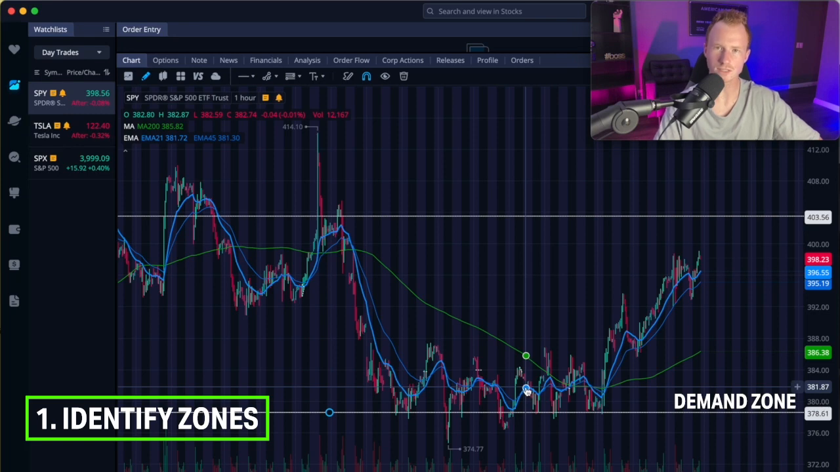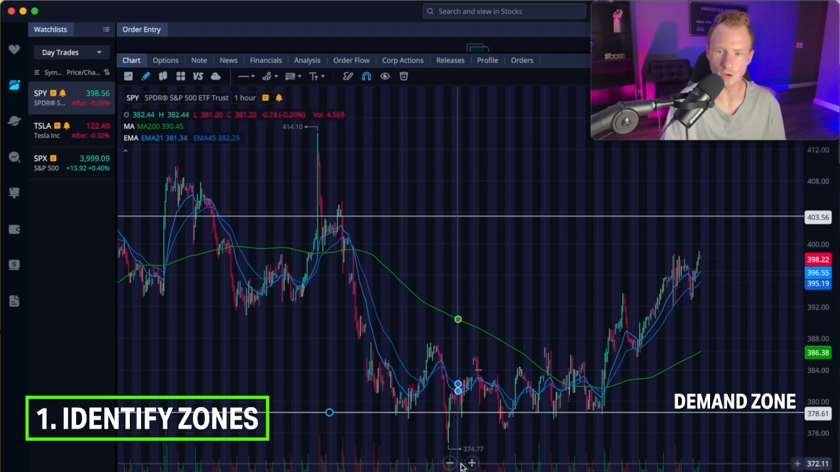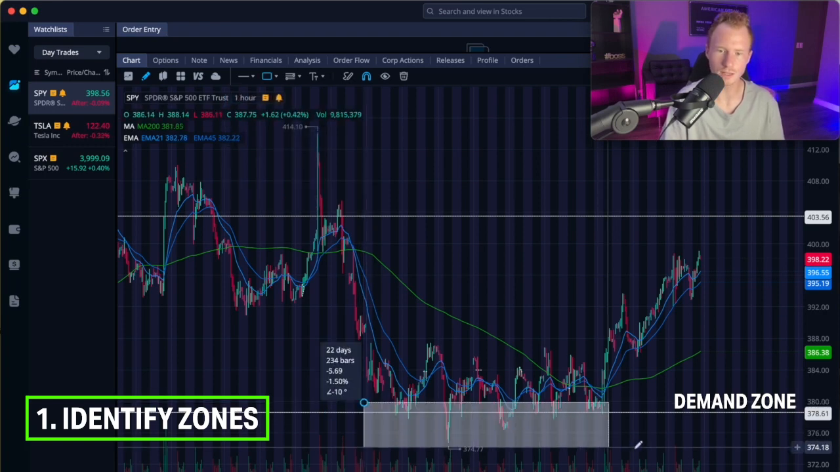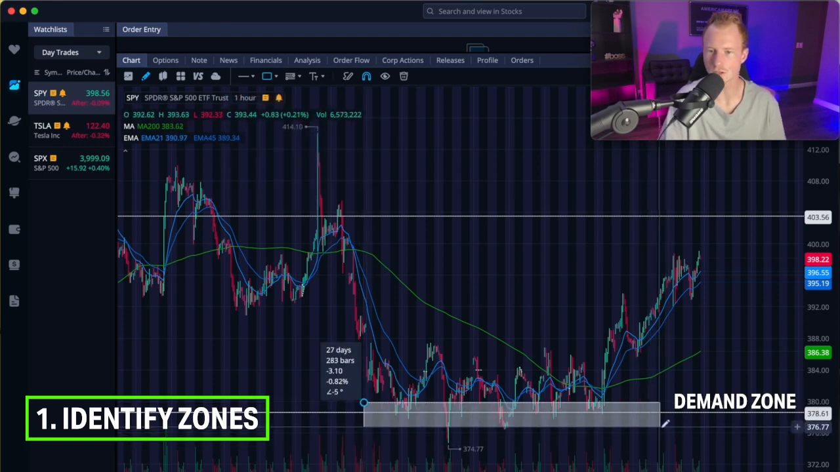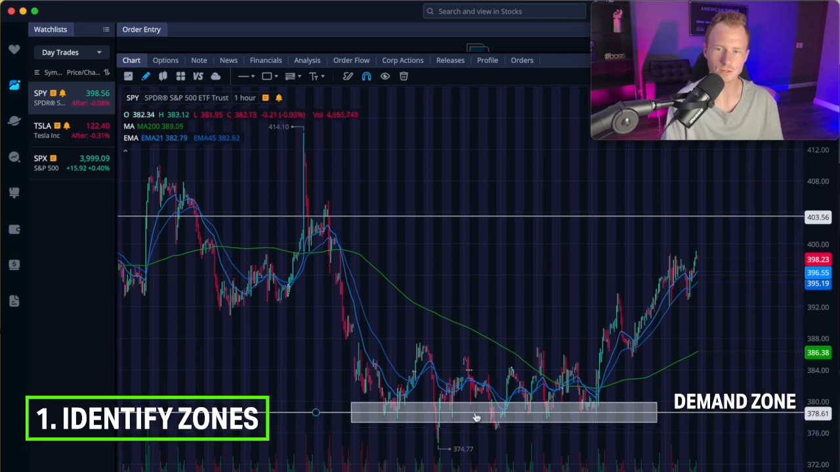This is one mistake I see a lot of traders make, including myself when I first started: you think it has to hit exactly this line. No, this is why we call it a zone. What I usually do is draw a rectangle and draw a zone of where it could potentially bounce. That's the first thing you've got to do.